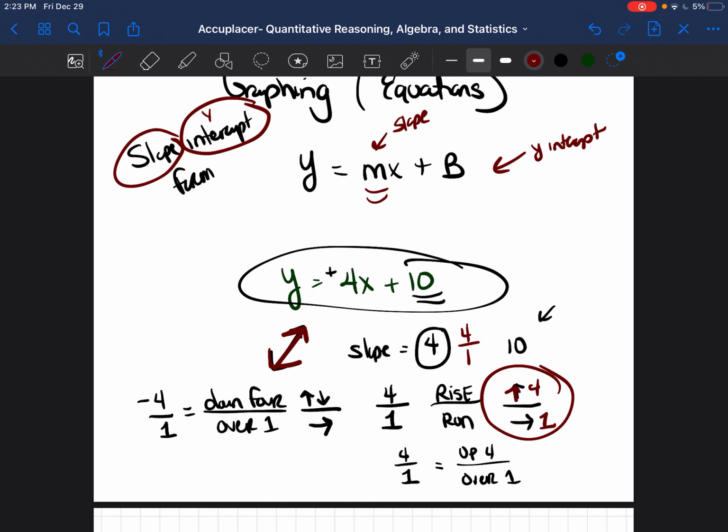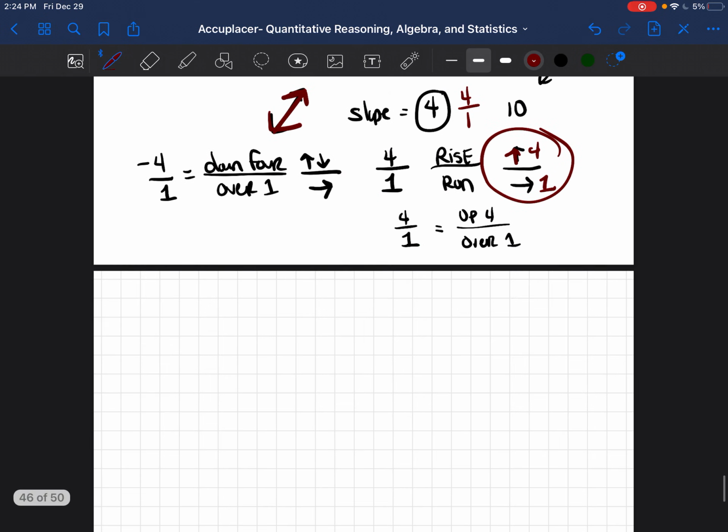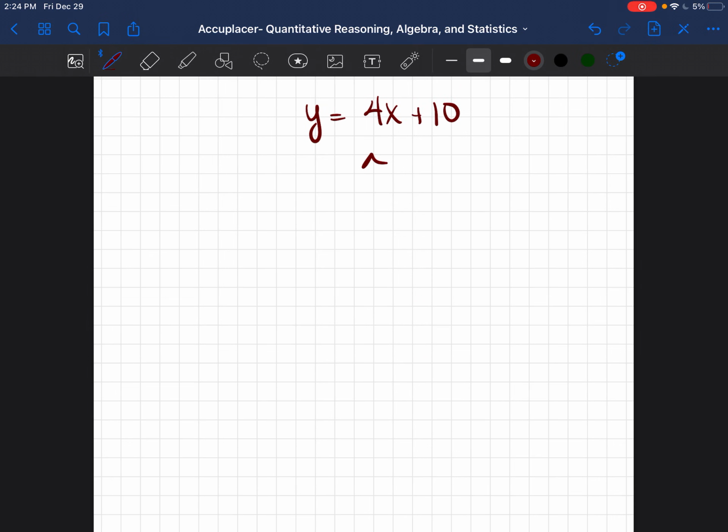I'm so sorry, guys. The y-intercept is always a point 0, comma, the y-intercept. So when you see the number 10 in the equation, 0, comma 10 is the y-intercept. So how would we graph y is equal to 4x plus 10? Let's go ahead and show this to you very quickly, and then we can end our lesson here today.